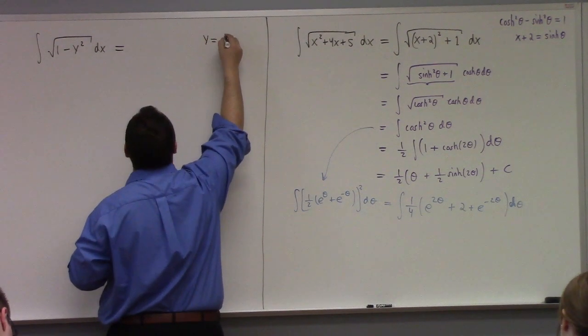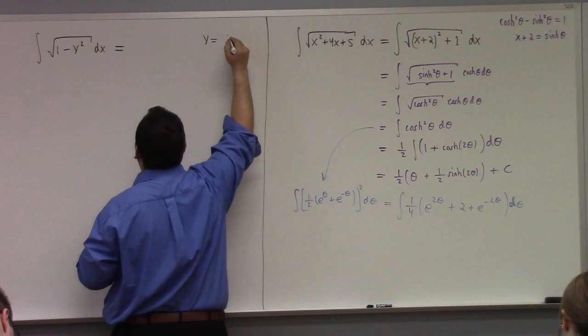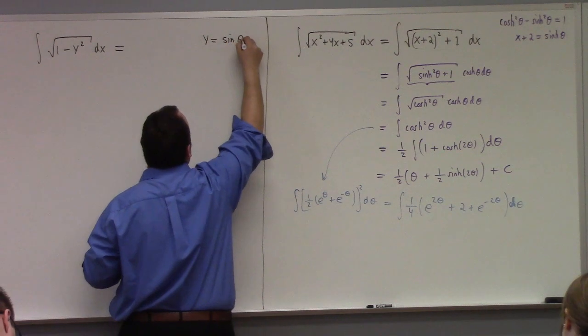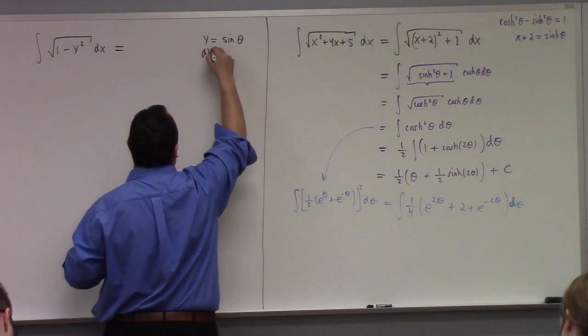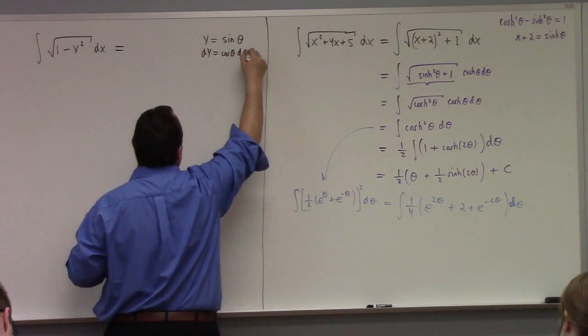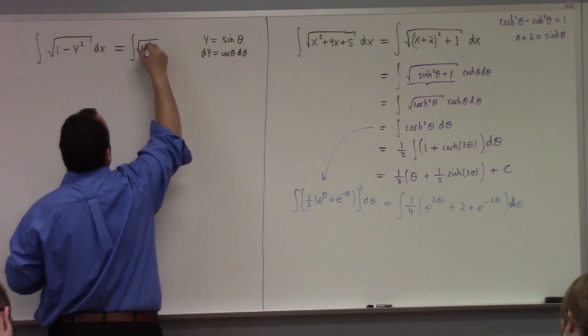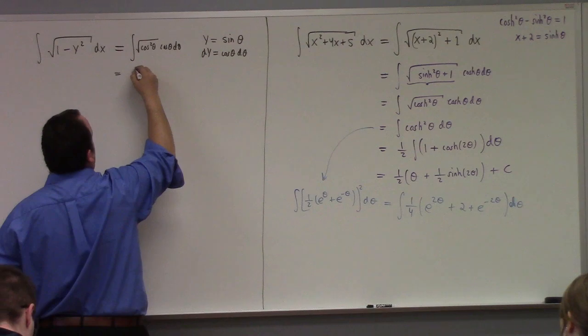You're like, this is y equals what? Is it sine theta or is it cosine theta? You can go either way. I like sine theta because then my dy here is what? Cosine theta d theta. So we get the integral of the square root of cosine squared theta, times cosine theta d theta. And so that's the integral of cosine squared.